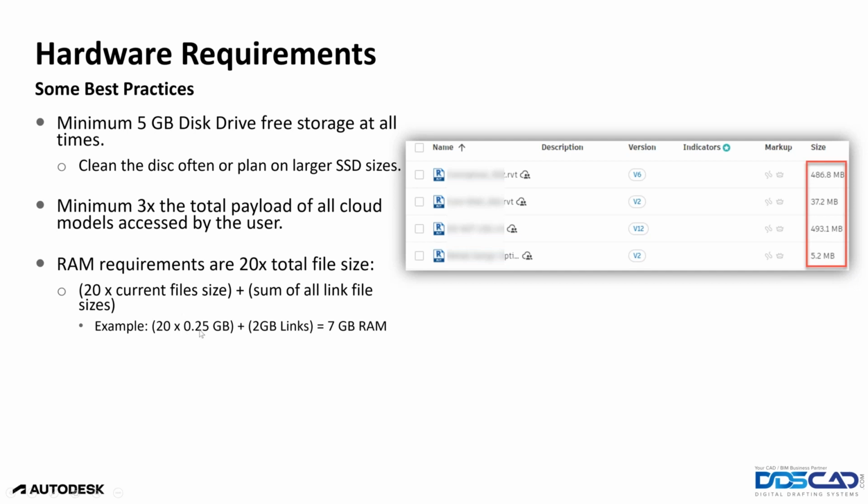Essentially here, for a file that's just a quarter of a gigabyte plus 2 gigabytes of links, they suggest about 7 gigabytes of RAM at least. Most computers these days, productivity-wise, you're seeing 16, 32 gigs, and so that should be pretty safe. But again, it depends on the size and the complexity of your model.